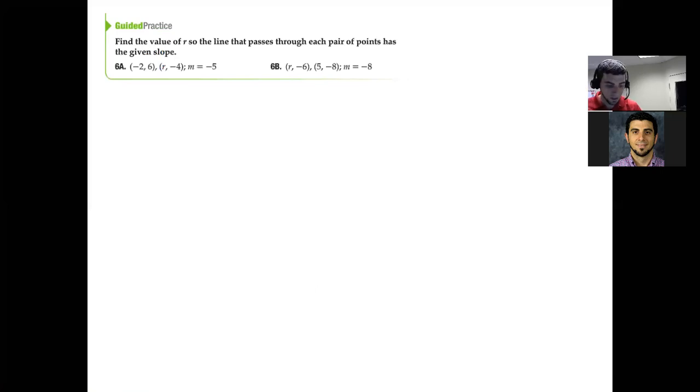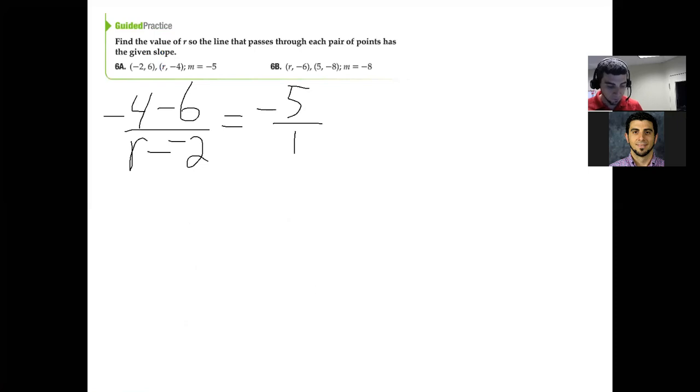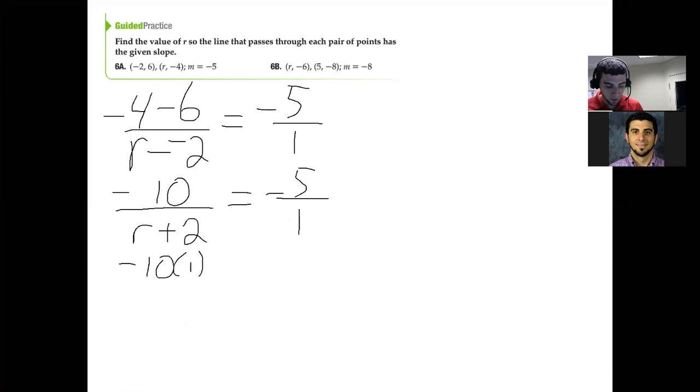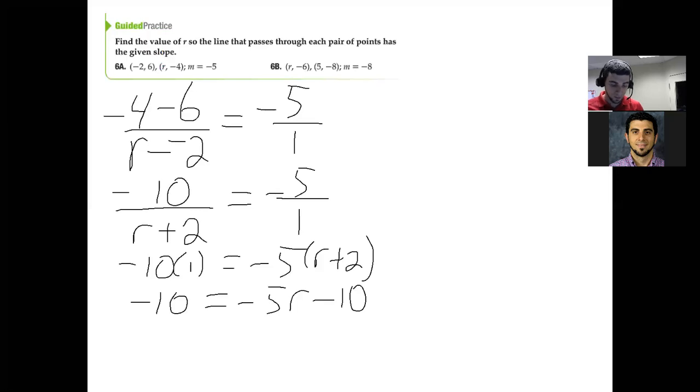So strike that. So you have -4 minus 6 over r minus -2 equals -5. I'll put that over 1. So -10 over r plus 2 equals -5 over 1. Cross multiply, -10 times 1 equals -5 times r plus 2. So -10 equals -5r minus 10. So you add 10 to both sides, you get 0 equals -5r.